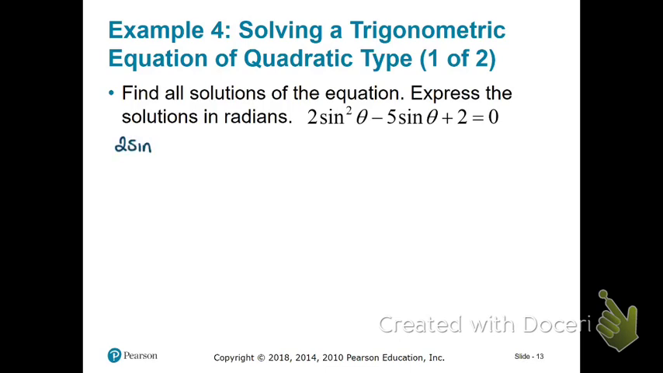So we have 2 sine squared of theta minus 5 sine of theta plus 2 equals 0. Just remember, we're going to take this 2 and multiply it times the number at the end. So it gives us sine squared minus 5 sine plus 4.